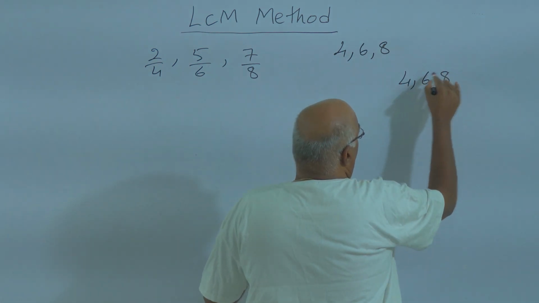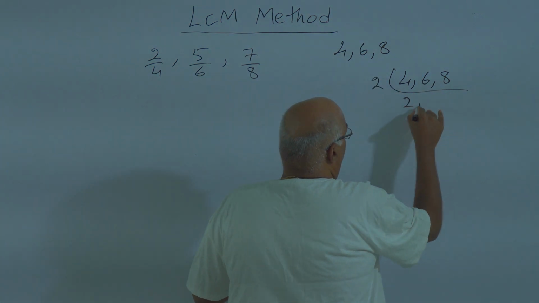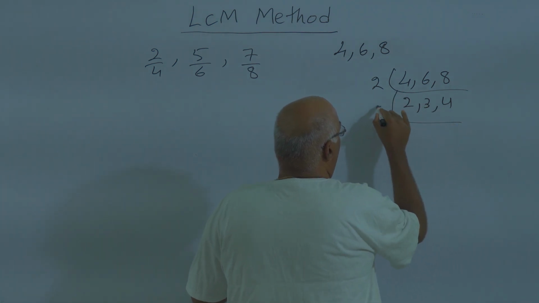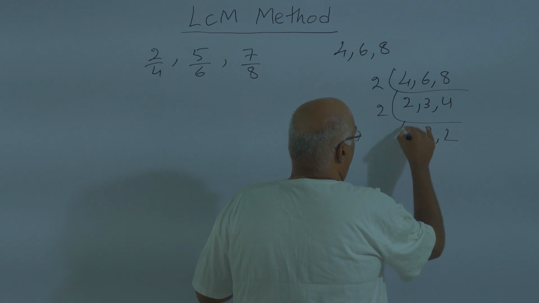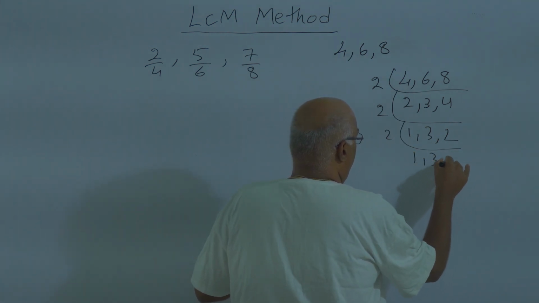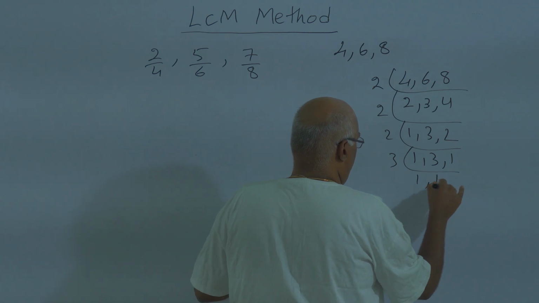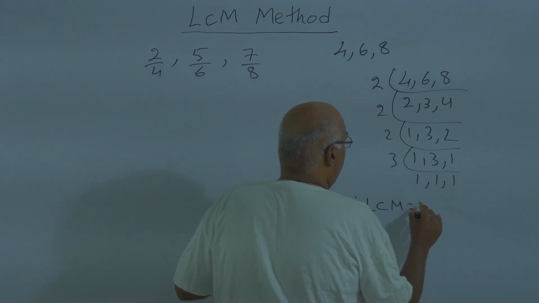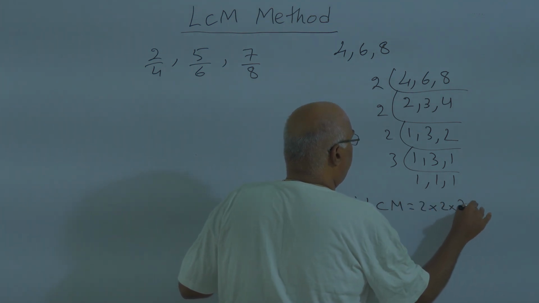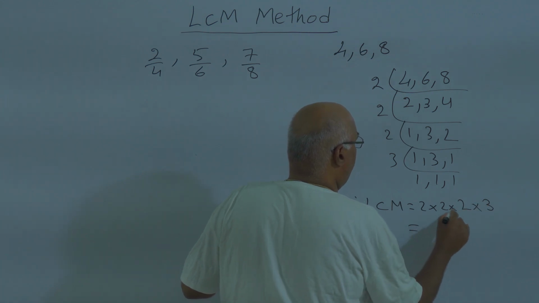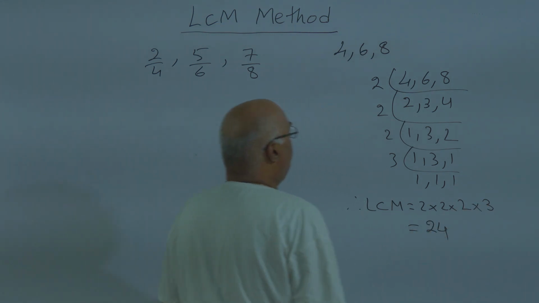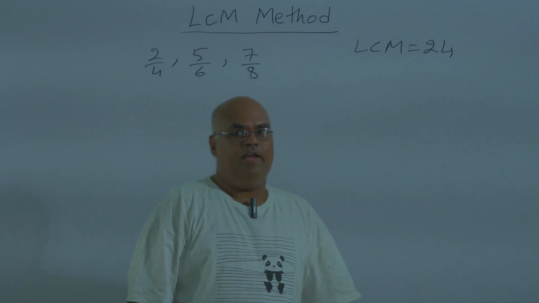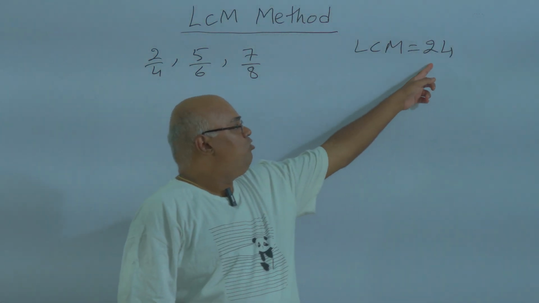4, 6, 8. If you take the LCM, 2 2s are 4, 2 3s are 6, 2 4s are 8. Then 2 1s are 2, 2 1s are 2, and 3 stays 3, and 1, 1, 1. Therefore, LCM is equal to 2 into 2 into 2 into 3. This is equal to 2 2s are 4, 4 2s are 8, 8 3s are 24. So after finding the LCM of the denominators, we got the LCM as 24.